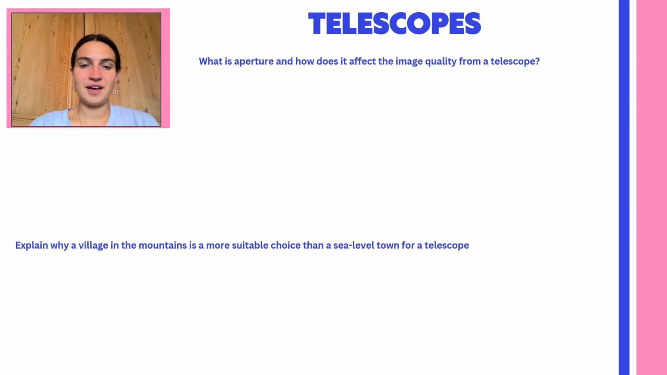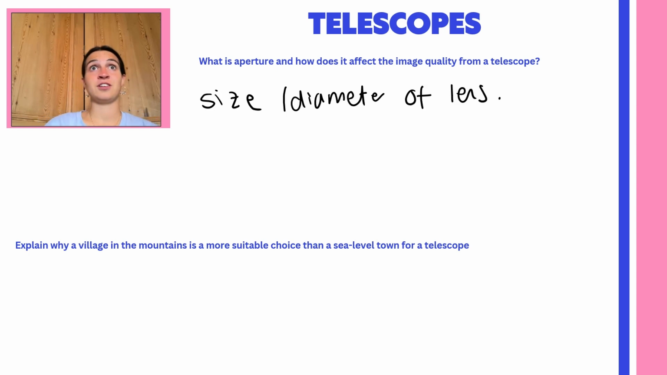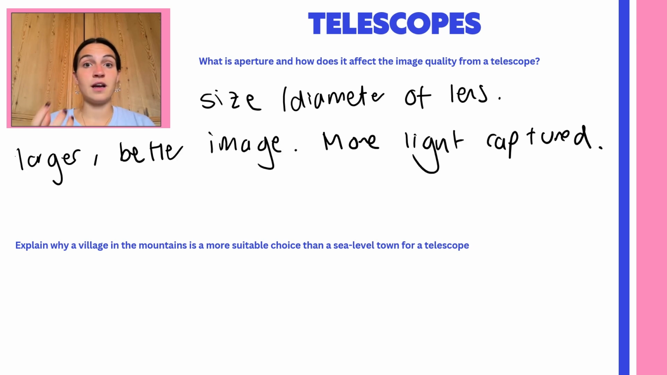Okay, what is aperture? How does it affect image quality from a telescope? So aperture is just to do with the size or diameter of the lens, and basically the larger the lens, the better image that you get, because more light, which is coming from whatever object it is that you're trying to see, can be therefore captured by the lens.